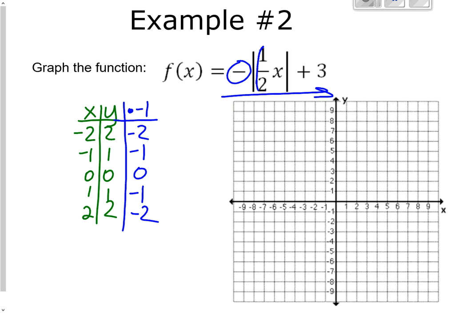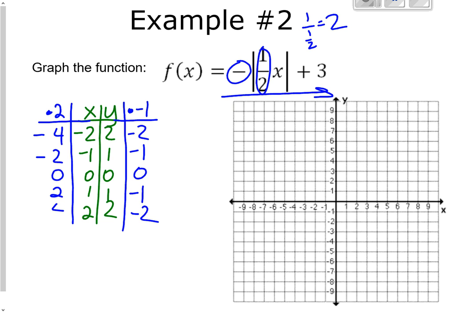Next, I have this 1/2. It's on the inside. So inside means it's horizontal. Remember, it's always by a factor of 1 over 1/2. So 1 over 1/2 equals out to 2. So this is going to be a horizontal stretch by a factor of 2, which means I'm going to multiply all my x values by 2. And I get -4, -2, 0, 2, and 4.